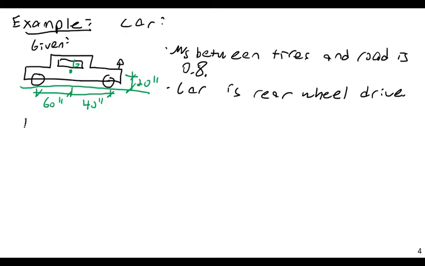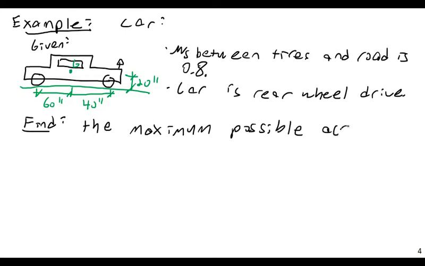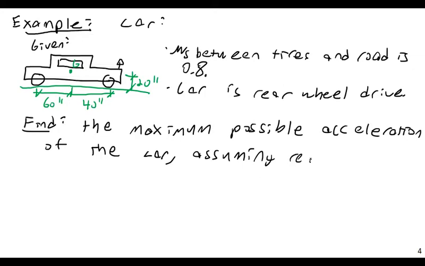So this is going to be the front of the car. This is the back of the car. And I want to find, this is going to be interesting, the maximum possible acceleration of the car, assuming rear wheel drive.